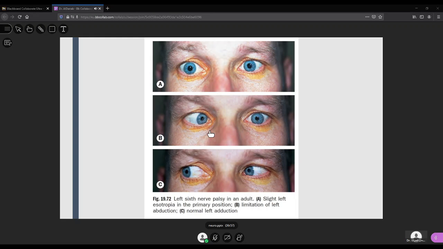So this patient is looking to this side. He has a defect in this eye, a defect in left abduction. Limitation of the left abduction. So I have left sixth nerve palsy. However, I see normal adduction.